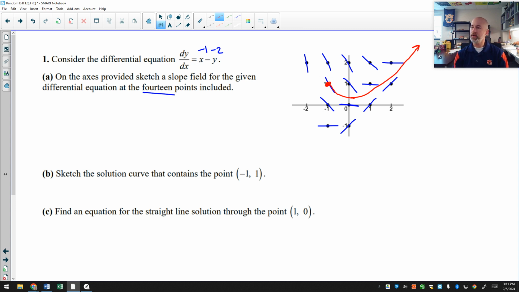Once I go to the right, I come back to my point and I work my way to the left, and we're getting steeper as we go up. So something like that would be sufficient for your solution curve. And then part C, find the equation of the straight line solution through the point 1, 0.